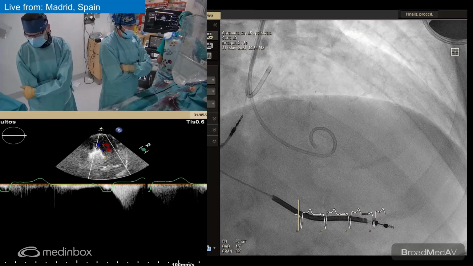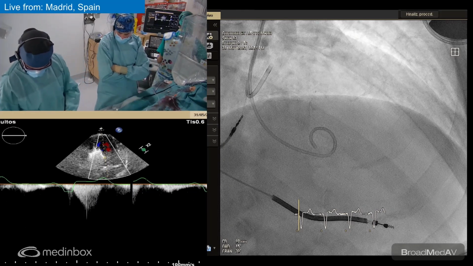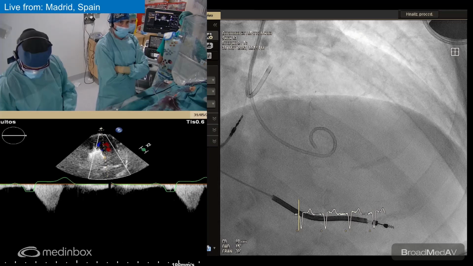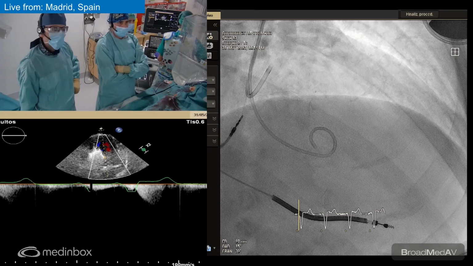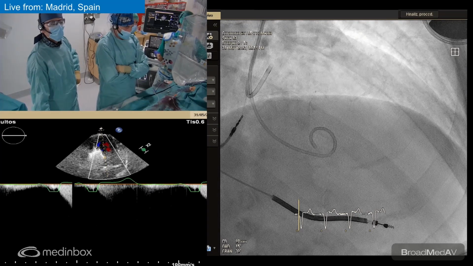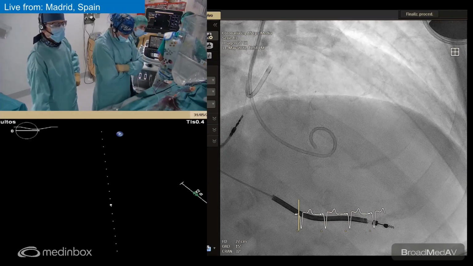I have to wait 5 minutes more with the inflated balloon. If you have any other questions before we finish the connection, we are happy to answer if we know the solution.